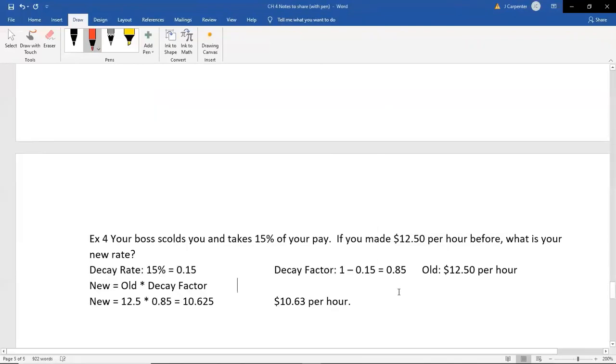And I'd say that's about in the ballpark of making sense. It's less, but it's not crazy less. We didn't go from $12.50 an hour to $2 an hour or $5 an hour. We only lost about 15%. So we're in the ballpark, but definitely less. If you got an answer, like I said, of about $14, that would not make sense.